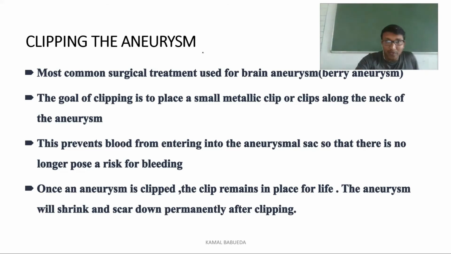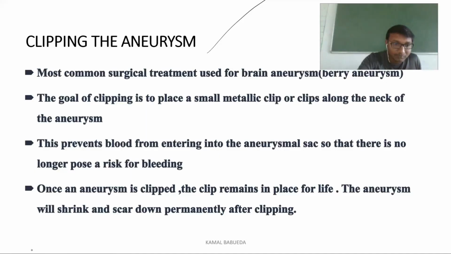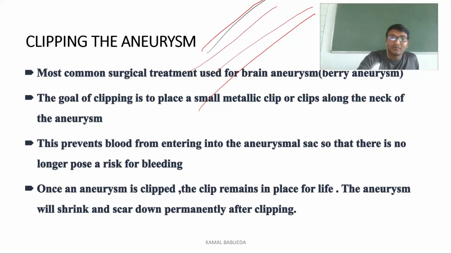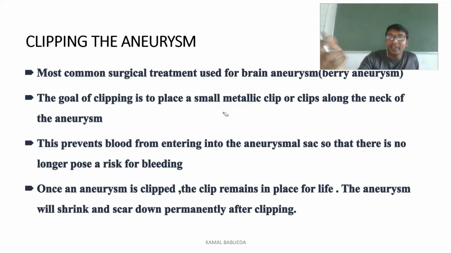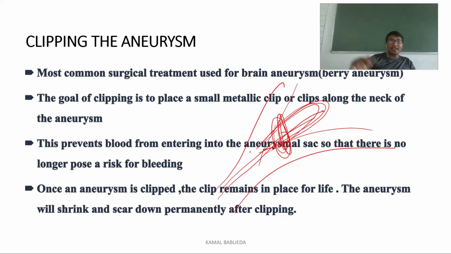In brain aneurysms, what is happening? The artery is like this. At the junction of the artery, we have this berry type of aneurysm. Here, with the surgical procedure, they go through the particular area and keep a clip at the neck of the aneurysm. It will prevent the entry of blood into the sac-like structure.